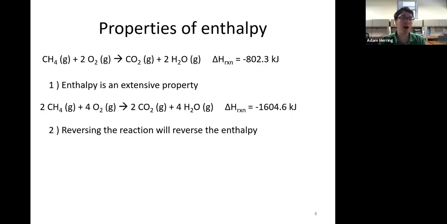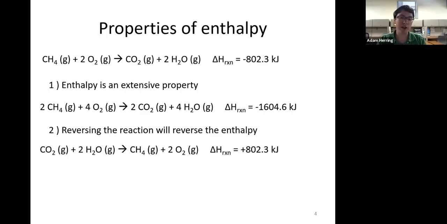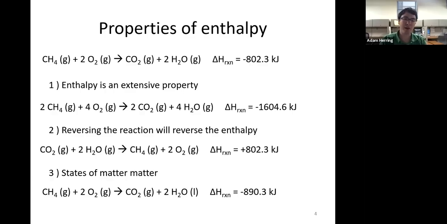To observe what happens if we were to reverse the reaction, that would reverse the enthalpy. Because the combustion reaction gives off energy, if we were to somehow be able to recombine the carbon dioxide and the water, that's going to require an input of energy equal to the same amount of energy that would have been released from the combustion reaction. Then finally, the state of matter that our substances are in will affect the enthalpies.